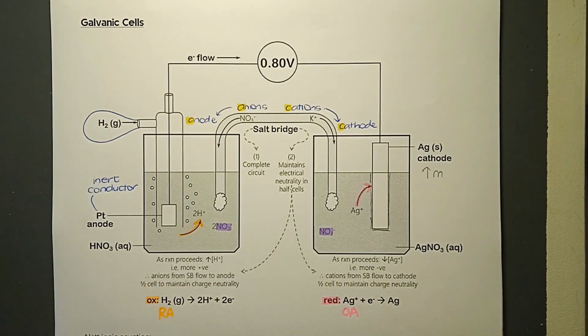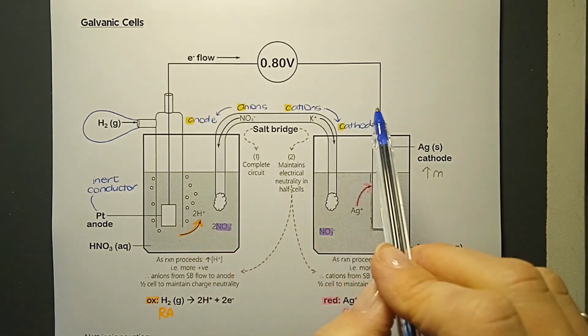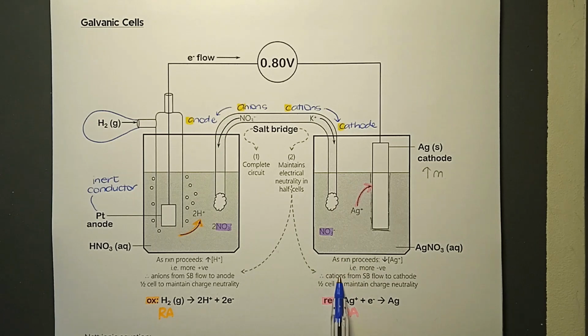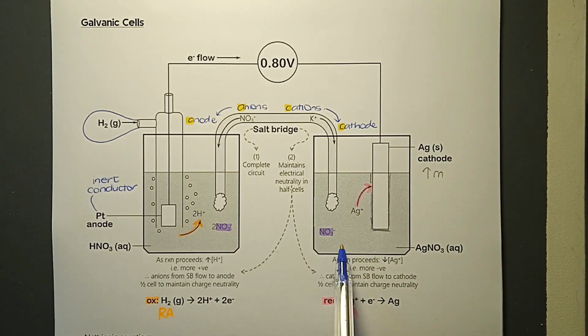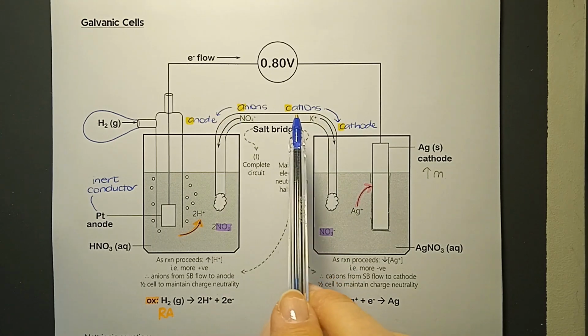The other thing is, please don't say anions flow to the anode and cations flow to the cathode. What I've written there is just a memory trigger for you. You need to say cations from the salt bridge flow to the cathode half cell to maintain charge neutrality. That's the full sentence. In other words, I don't mean these cations are flowing to this half cell, I mean the cations in the salt bridge.